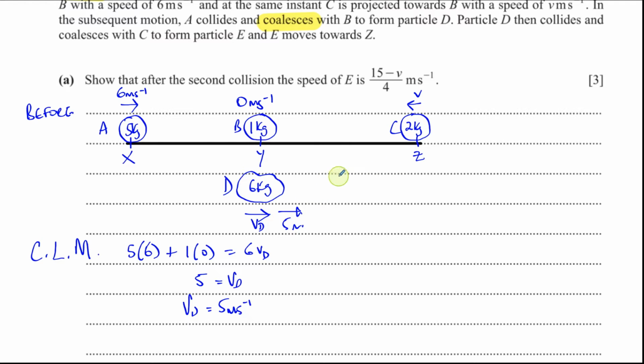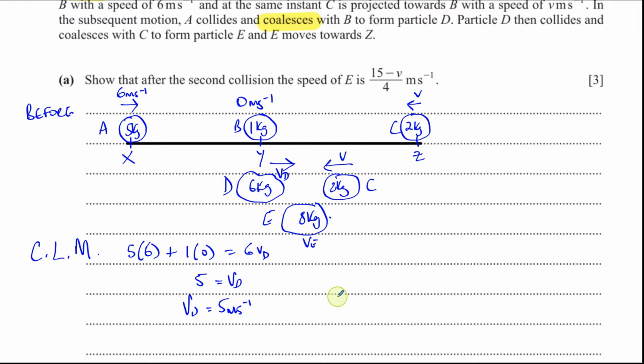And then C is going to collide with D. It has a mass of 2 kilograms, and C is moving in this direction with a speed of V. Before this new collision, that's the situation. After the new collision, they're both going to form one big particle, E, which is 8 kg, and we want to find what the velocity of E is.